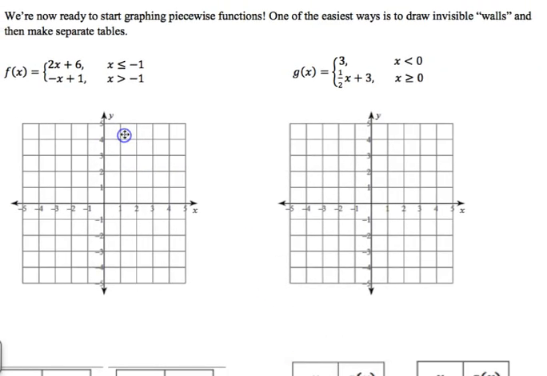Alright, so we're ready to start graphing piecewise functions. One of the easiest ways is to draw a table, or you could draw invisible walls and make tables. So, invisible wall, what they mean is if I look at this domain, I know -1 is important. Something's going to happen at -1. So what you could draw is like an imaginary little dotted invisible wall. Something's going to happen on the left side, something's going to happen on the right side. Okay? But I think tables are the easiest way.